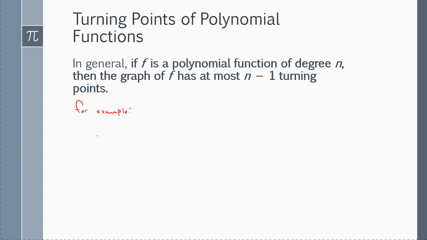I'm just going to make this function up. f of x is equal to 3x to the 5th power minus 7x to the 4th plus 2x minus 3. The degree here is 5. So if we were to sketch this graph, whatever it looks like, and we're not going to actually do this example, this graph would have at most n minus 1 turning points, so at most 5 minus 1 is equal to 4 turning points.